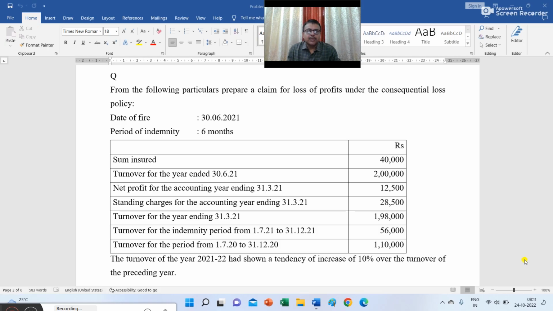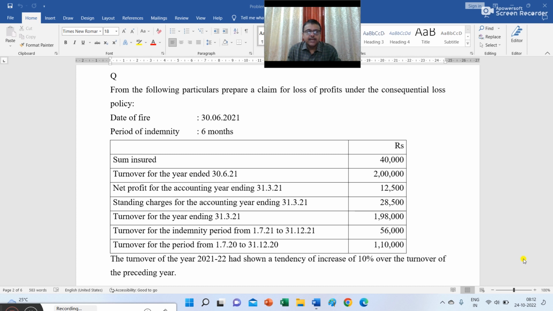From the following particulars, prepare a claim for loss of profits under the consequential loss policy. Date of fire on 30th June 2021. Period of indemnity 6 months. Sum insured rupees 40,000. Turnover for the year ended 30th June 21 2 lakh. Net profit for the accounting year ending 31st March 21 12,500. Standing charges for the accounting year ending 31st March 21 28,500.